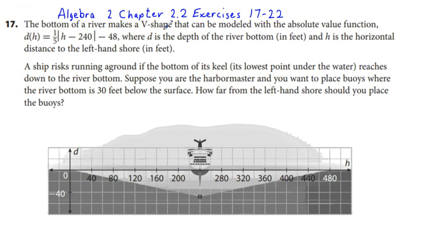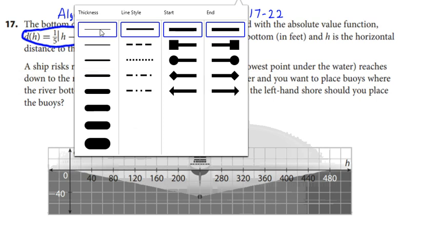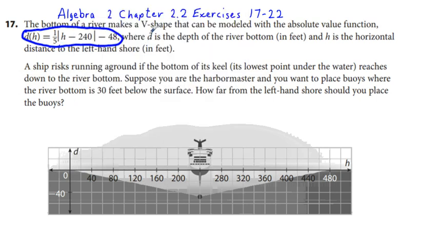The bottom of the river makes a V shape that can be modeled with the absolute value function, and here is the absolute value function. D of H equals 1/5 times the absolute value of quantity H minus 240, minus 48. Where D is the depth of the river bottom in feet, so this is going to be D here on the y-axis, and H is the horizontal. So H is your horizontal distance to the left-hand shore. So we're talking about this coordinate plane right here.